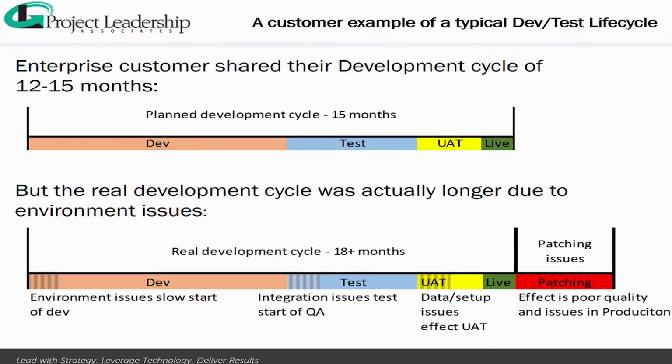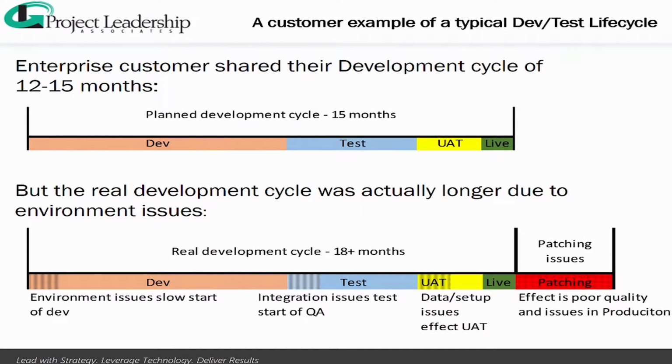It starts in development. Development starts off slowly due to the unavailability of environments. When development turns over to QA, there are usually integration issues. Data and setup issues typically affect the beginning of user acceptance test. And finally, the culmination of all these environmental issues causes poor code to be deployed into production, causing your development and operations teams continued time after the go live for additional fixes and patches that are needed for the system.